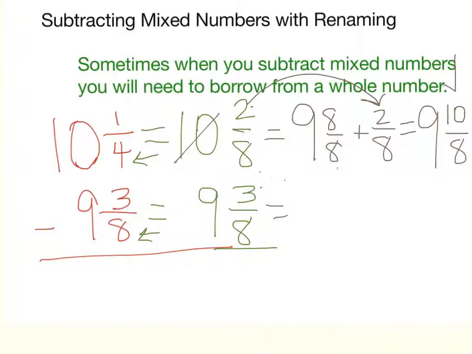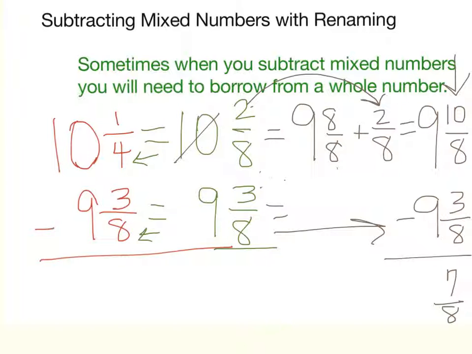Don't worry if you get an improper fraction here, because it's all going to work out in the end. We want an improper fraction right there. Now, this 9 and 10 eighths, I've got to bring it back over here. And then when I subtract, 10 eighths minus 3 eighths equals 7 eighths, and 9 minus 9 is 0, so my answer is 7 eighths. Yes, this is going to take up a lot of room on your paper, but it's not going to take you that long to do it.